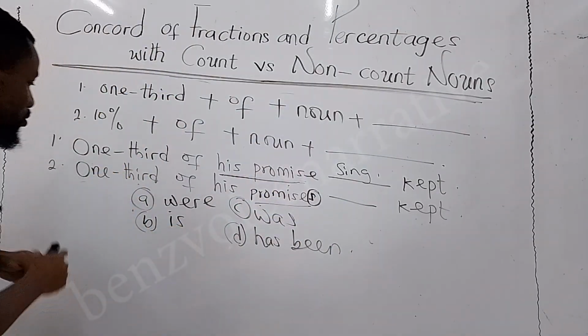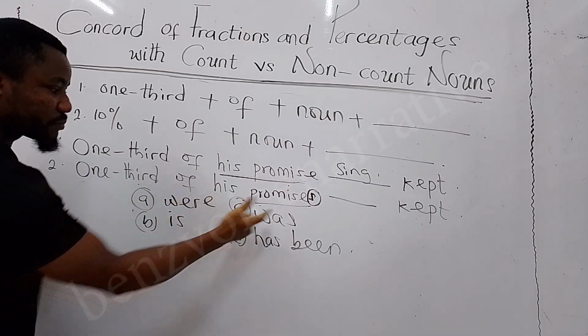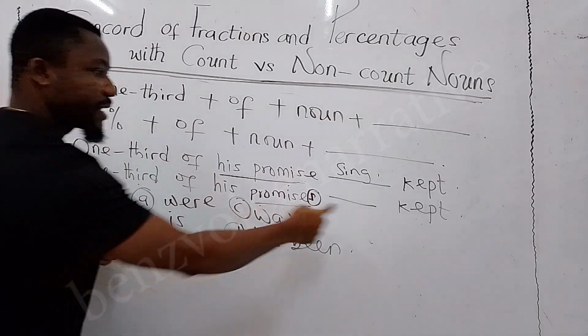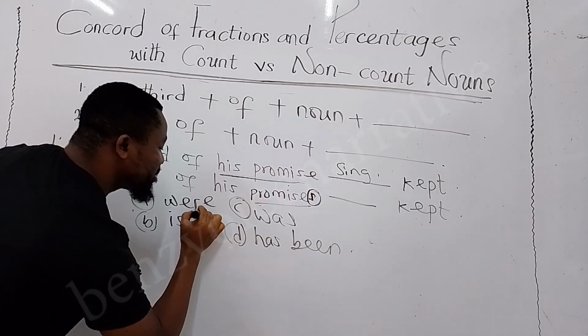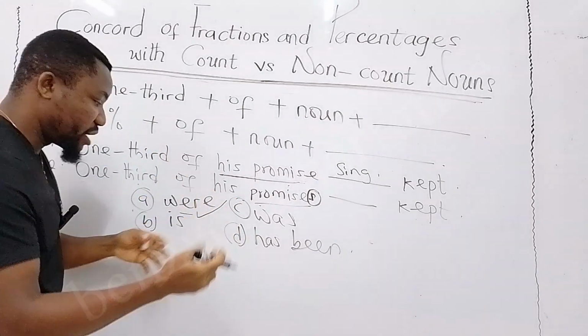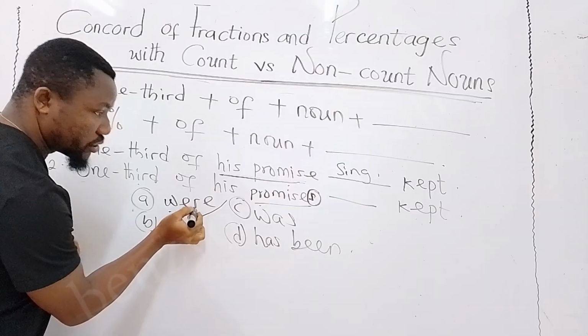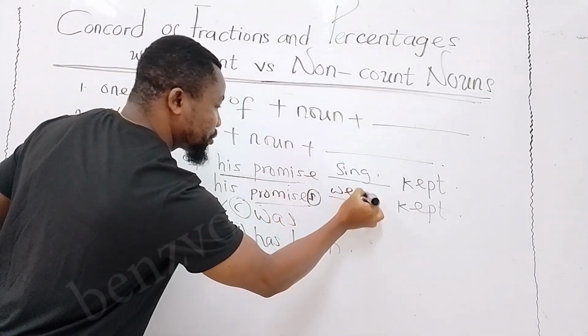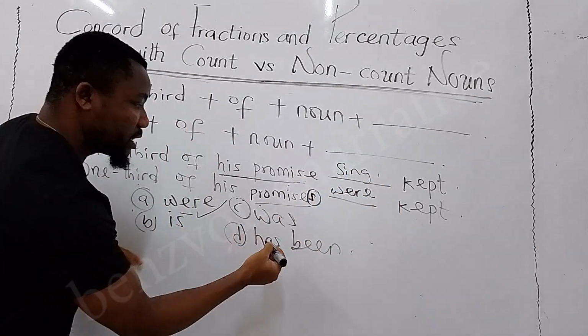So let's come to the options. One third of his promises were kept. That's the right answer. Why? Were is the plural form of are in the past. So were is a plural verb. So were is the right answer. So were kept.